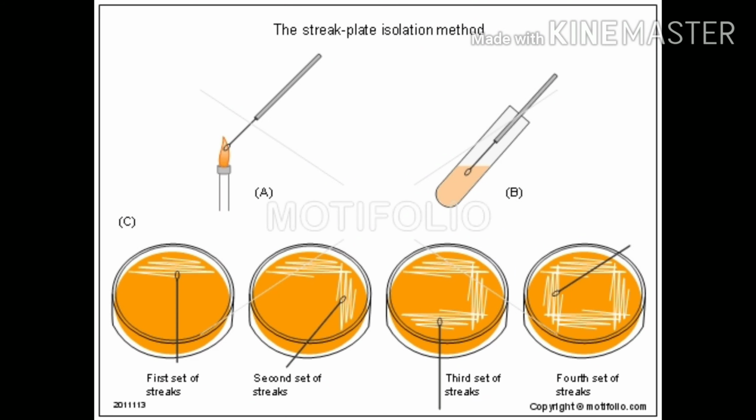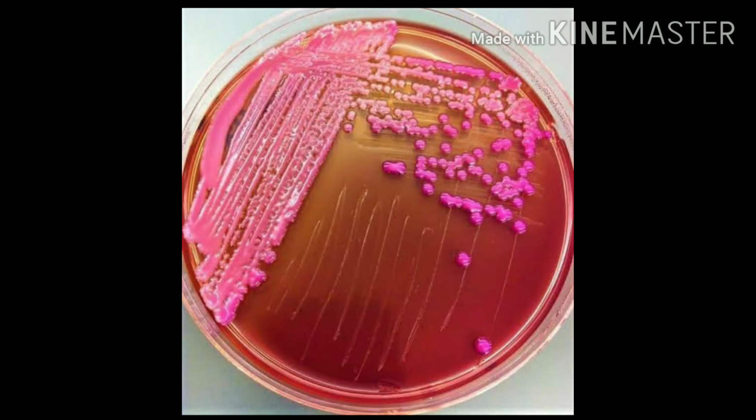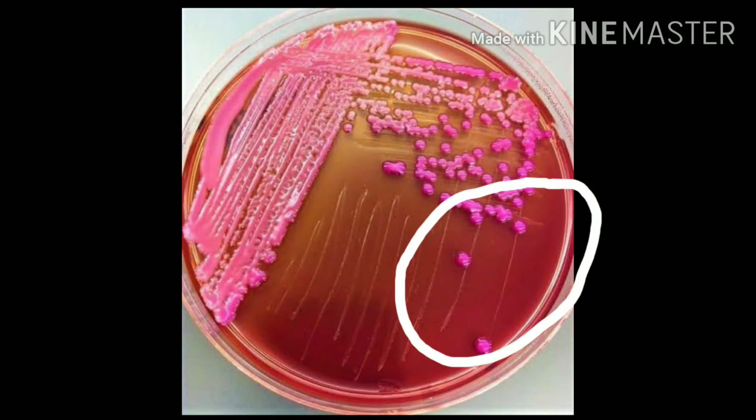Once you receive a sample from a patient, immediately inoculate the sample on culture media by the streak plate technique. Then incubate at 37 degrees centigrade in an incubator overnight. So next day you will get isolated colonies.